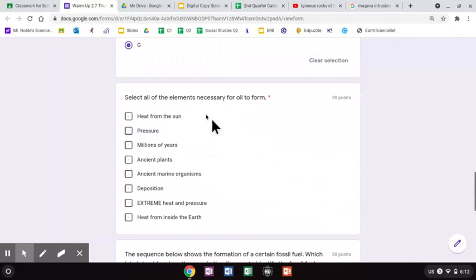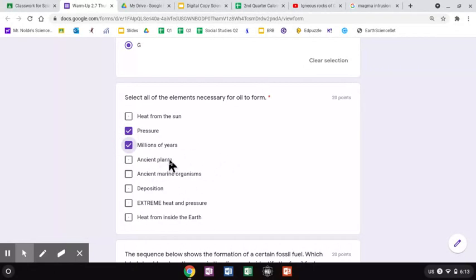Okay, all of the elements necessary for oil to form. So remember, we're thinking oil goes with ocean, so it forms from ocean organisms, okay? Heat from the sun is not necessary because the heat that forms fossil fuels does not come from the sun. The heat that forms fossil fuels comes from inside the earth, okay? So that's not going to work. But we do need pressure. We do need millions of years to form.